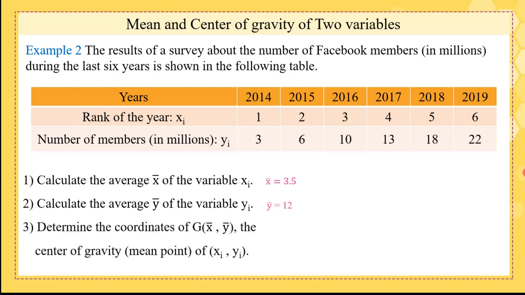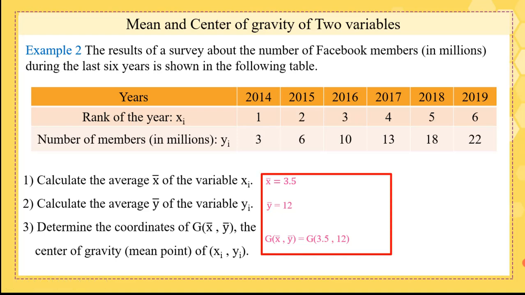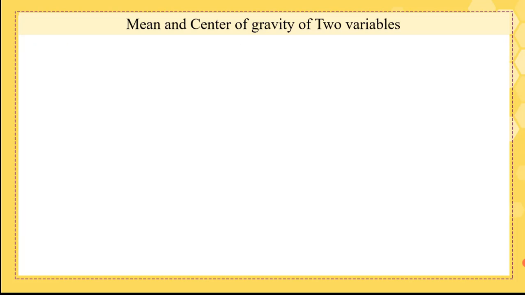Determine the coordinates of G, x bar, y bar, the center of gravity of xi and yi. Here we just have to put the value of x bar as the abscissa of G and the value of y bar as the ordinate of G to get the center of gravity, which is also called the mean point. So G will have as coordinates 3.5 and 12.